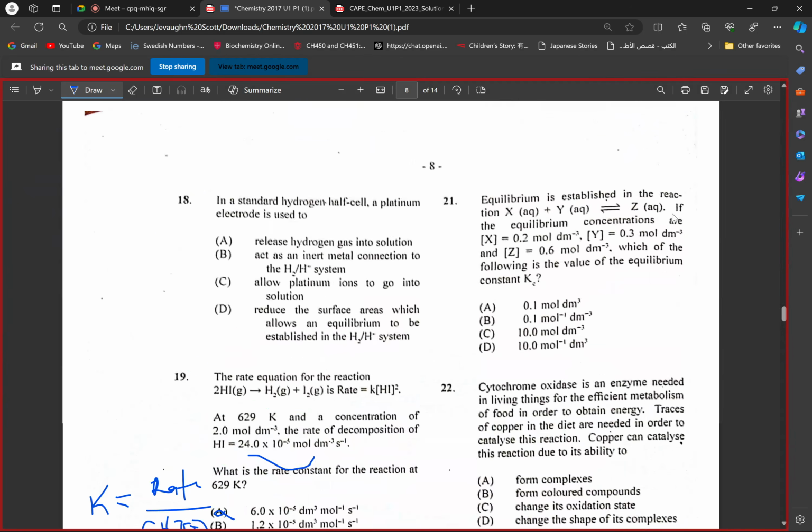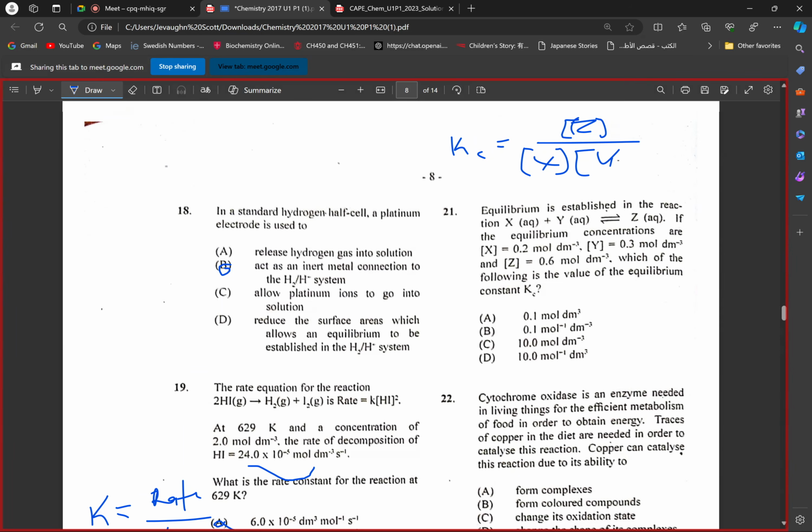Right? So the equilibrium now is established on the reaction of x plus y giving us z. If the equilibrium concentrations of x, y, and z are as given, which of the following is the value of the equilibrium constant Kc? Kc is products over reactants, right? What's the answer to the question? For the reactants.